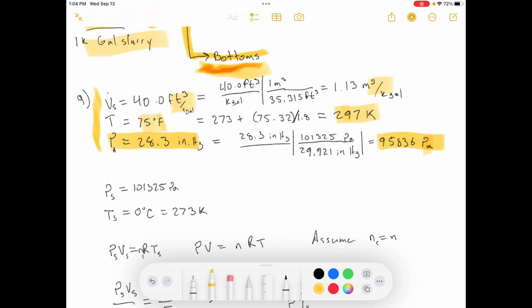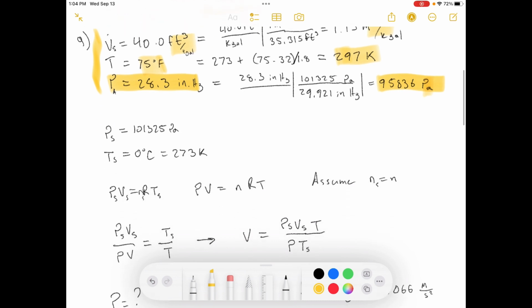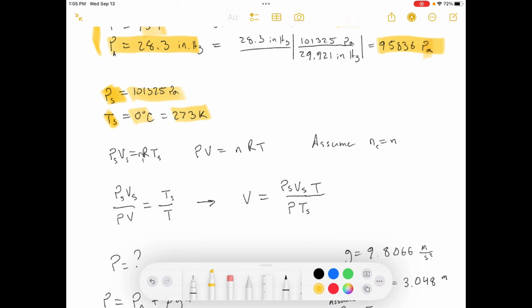The next part we have to say, okay, standard pressure is 1 atmosphere, standard temperature is 0 degrees Celsius, so we turn that into Kelvin. Then we've got our standard conditions applied to the ideal gas law. Then we have our ideal gas law applied to the real conditions. And we're just going to do ratios of that so that we can convert our volumetric flow rate from standard conditions into the actual conditions.